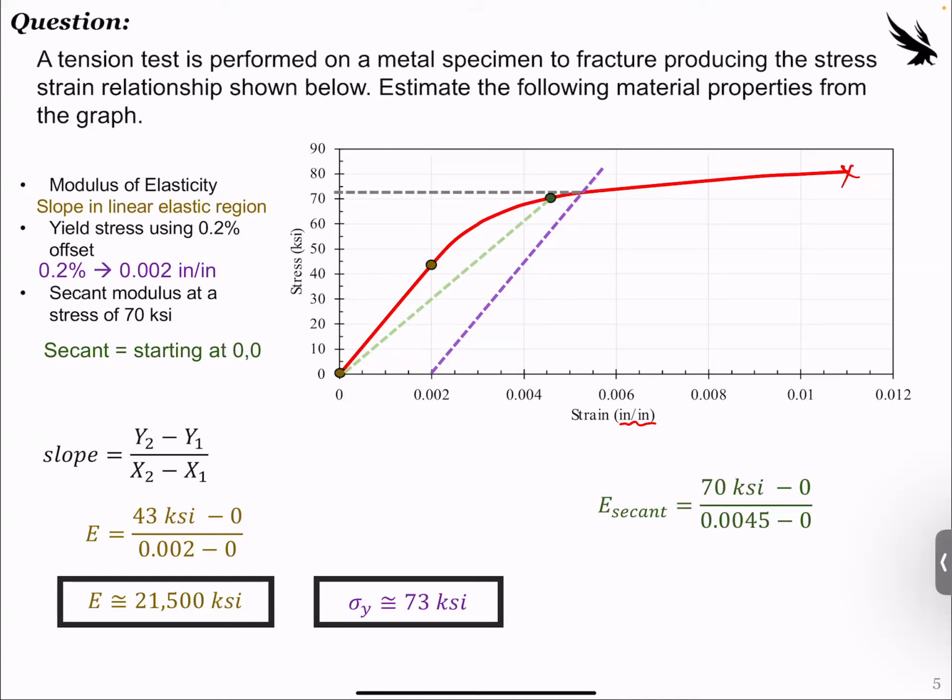So we have 70, the resulting strain there is about 0.0045. And so our secant modulus is about 15,555 KSI. Now secant modulus in this case is an underestimation of stiffness compared to our linear range, or our Young's modulus, modulus of elasticity.